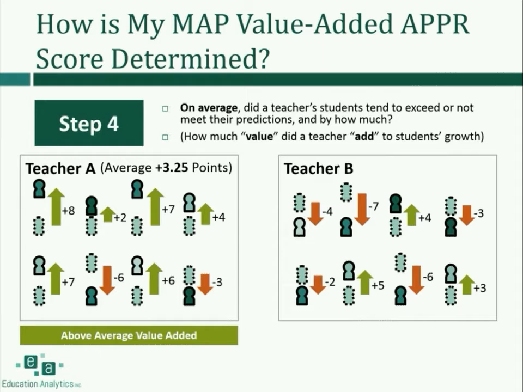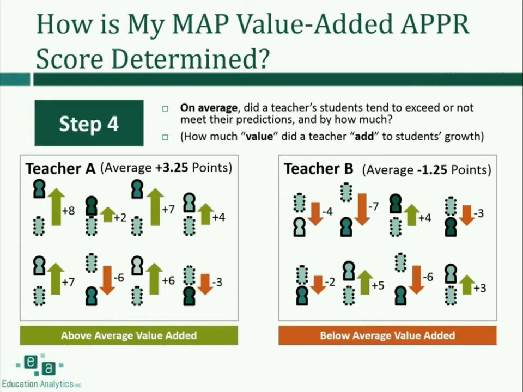On the right, Teacher B, just by looking at those arrows, we can see that those students did not tend to meet their predictions. If we average all that out, it's a little bit below what we would have predicted statistically based on similar students in districts across the state. What that tells us is that teacher has below average value added. It does not mean that these students lost knowledge. It means that they did not grow on pace with similar students from across the state.